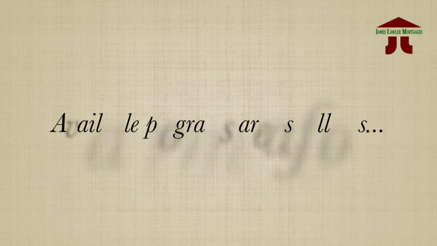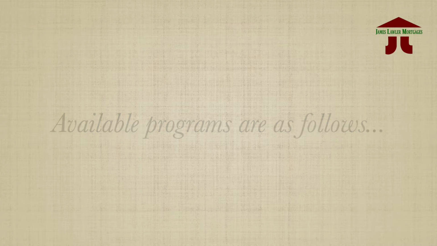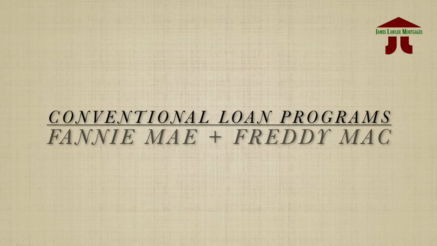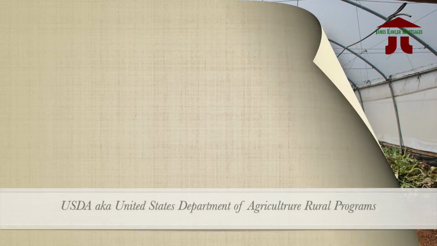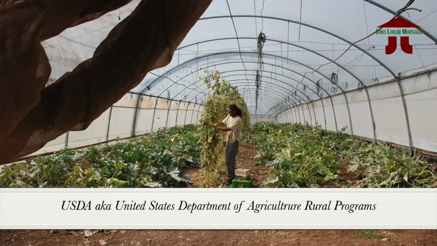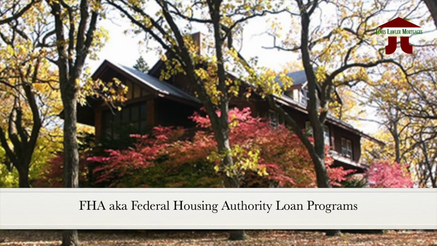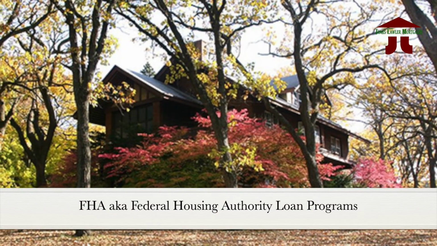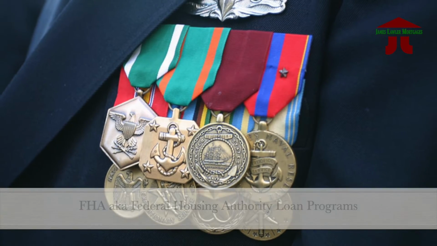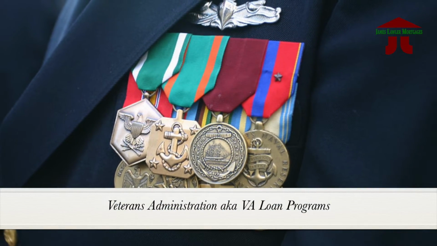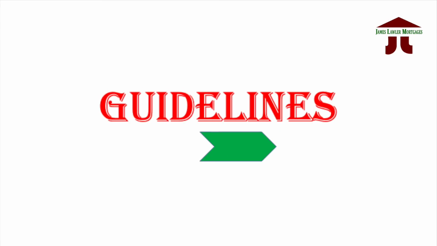Some of those available programs are as follows. Conventional mortgage programs, these are Fannie Mae underwritten loans and Freddie Mac underwritten loans. Our U.S. Department of Agriculture programs, also known as USDA rural programs, FHA or Federal Housing Administration programs, and then of course for our veterans, VA Veterans Administration programs.